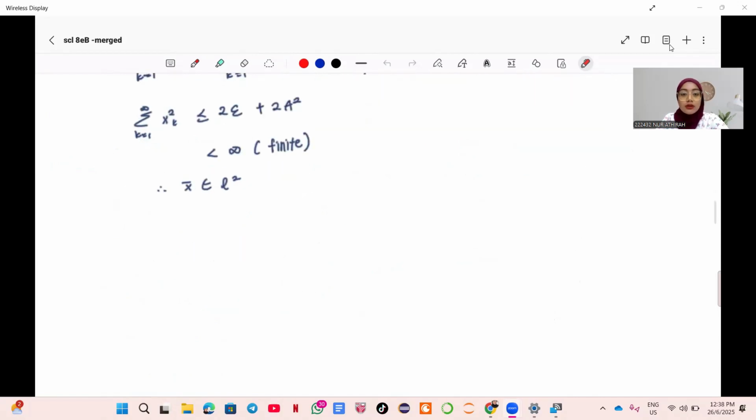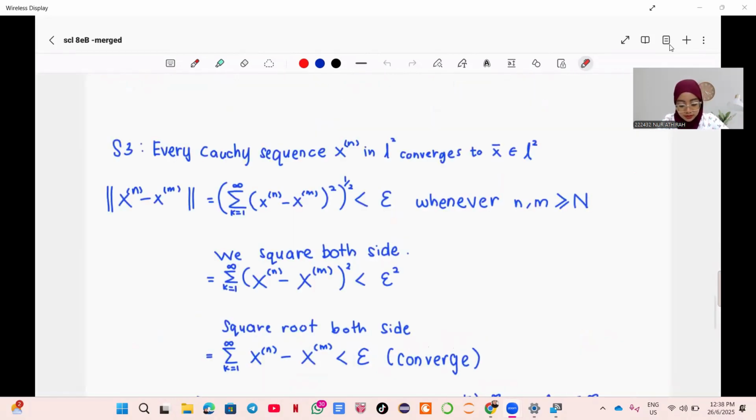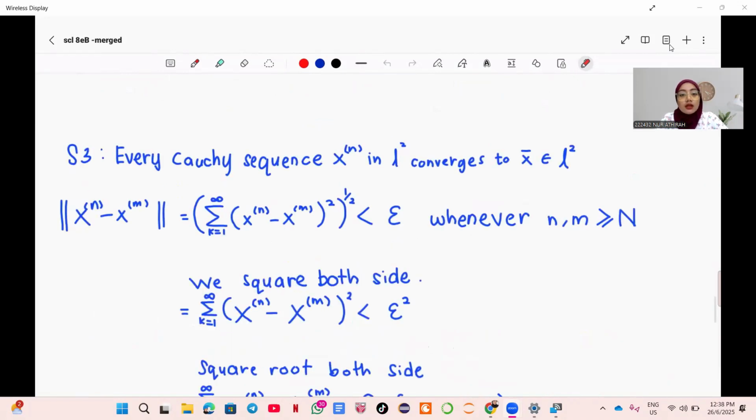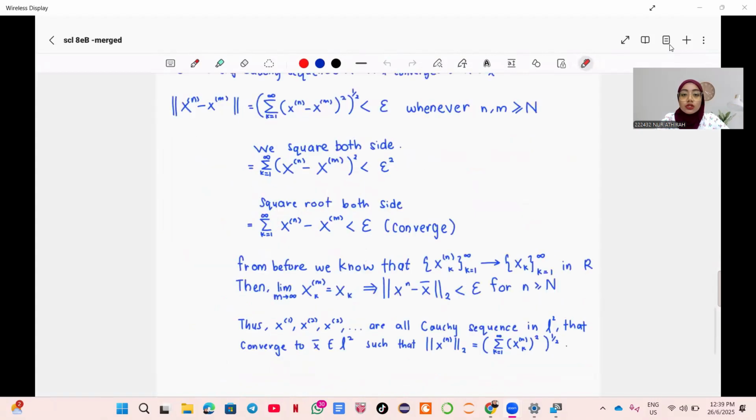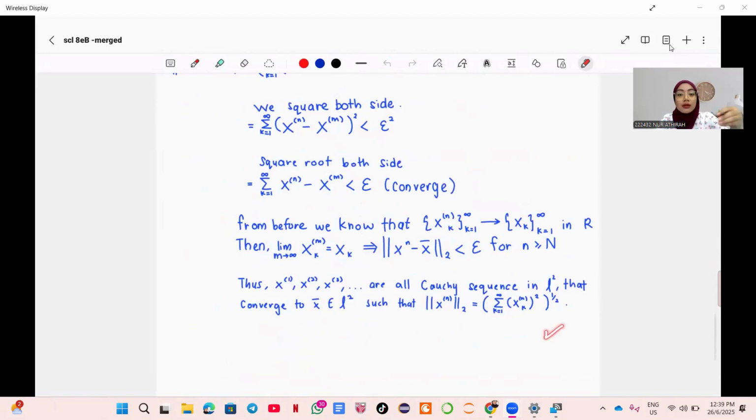Next, in step 3, we then want to prove that the original sequence xn converges to the limit x in L2. So this means the distance between xn and x, measured by the L2 metric, goes to 0 as n approaches infinity. So this final step ensures that the Cauchy sequence truly converges to a point inside the space. So this is what we want to show in step 3.